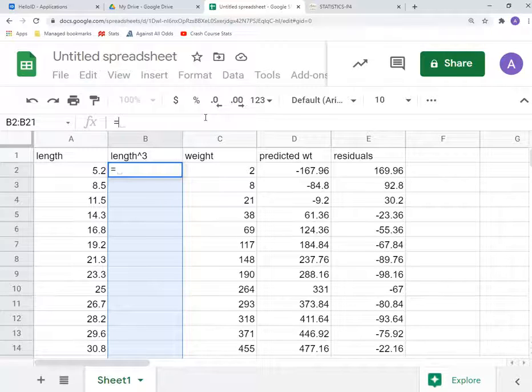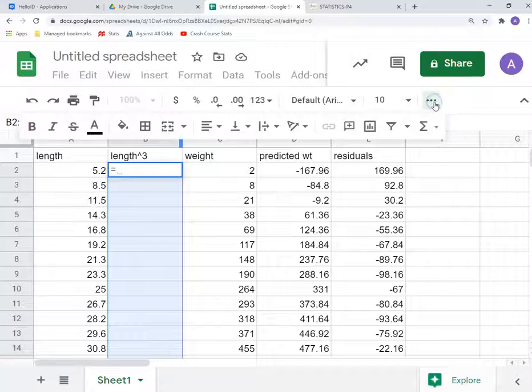And we're going to use a function so that it cubes all the lengths for us, so we don't have to do any work. Now, you can go to Insert. Yours should have, at the far right of the toolbar, the sigma notation. If you hover over it, it'll tell you Functions.